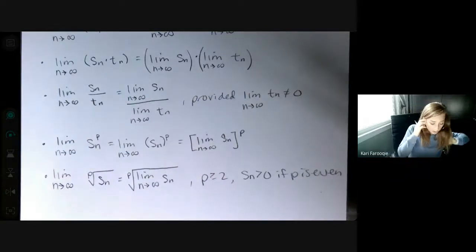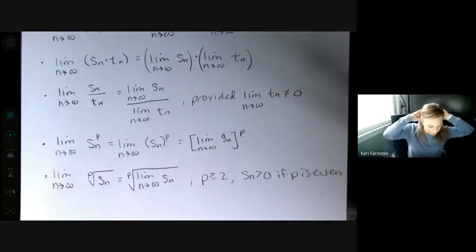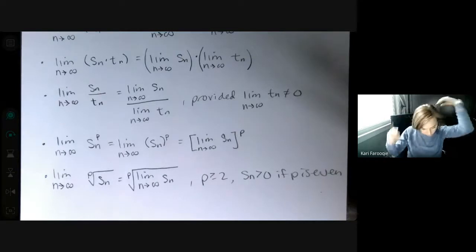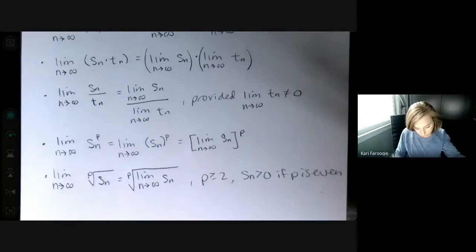So those are the properties that you can use throughout this section in order to evaluate some of these limits. I'm going to give you a bunch of different examples of limits, and then we'll talk about evaluating them and the different techniques that you might use to evaluate them. I will do that in the next example.